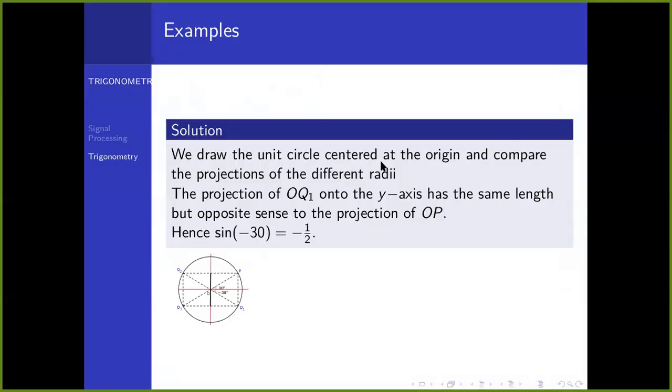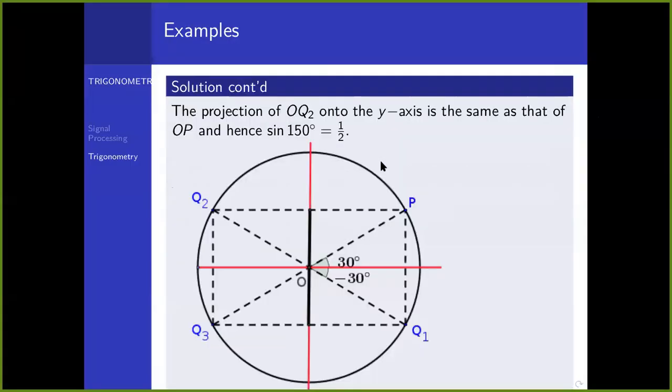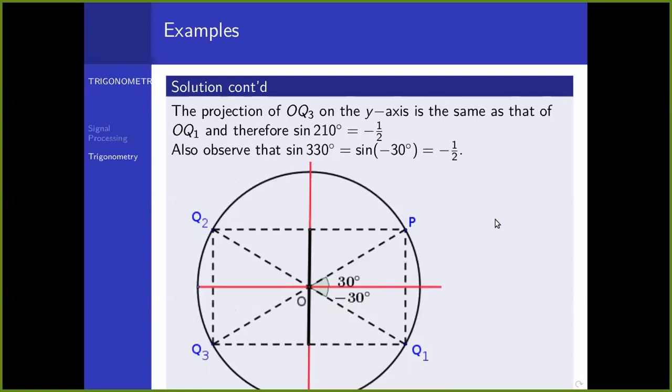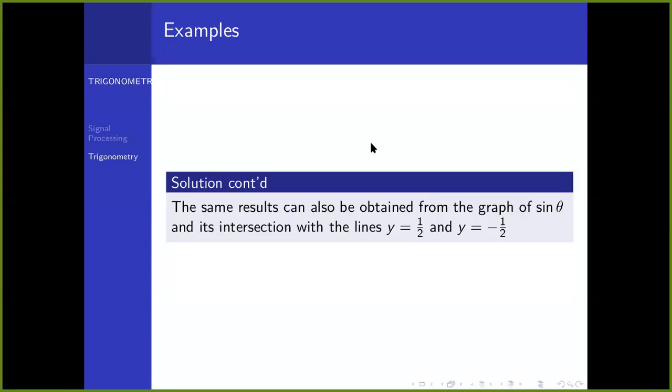Okay. So I think we have covered all this, because this is what we were talking about. This is the one for 150 degrees. This line OQ2 will be the one that makes 150 degrees with the positive x-axis, and the projection is a half, exactly as for 30. The remaining ones are also here for 210 and 330 as well. So that should cover that example.